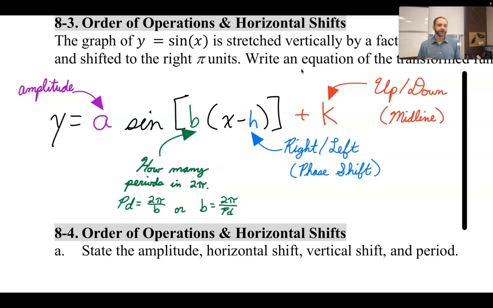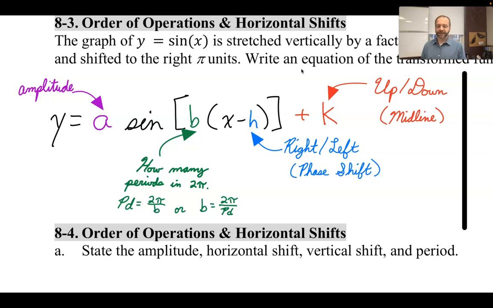but we need to also remember what B is. A is a vertical stretch. As always, it's a vertical stretch if it's greater than 1, or between 0 and 1 it's going to be a vertical compression. B is a horizontal stretch or a horizontal compression. In words, we can think of it as the number of periods in an interval of 2 pi. That's what it means in words, which is really important to understand, and it's important to understand the formula.